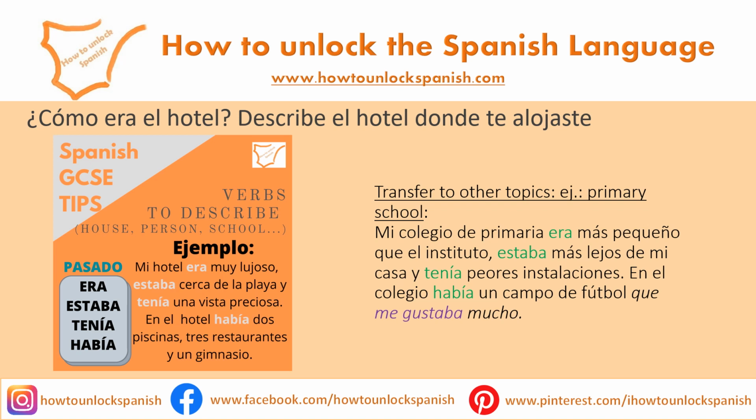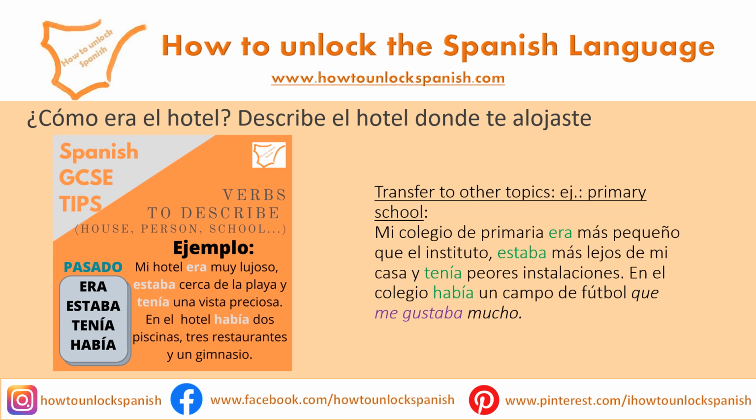So I'm using the same grammar structure. I'm just changing the verbs to the past. And I'm choosing some vocabulary from the topic to show that I really know the topic. I can transfer this answer into some different topics, like for example, ¿cómo era tu colegio de primaria?